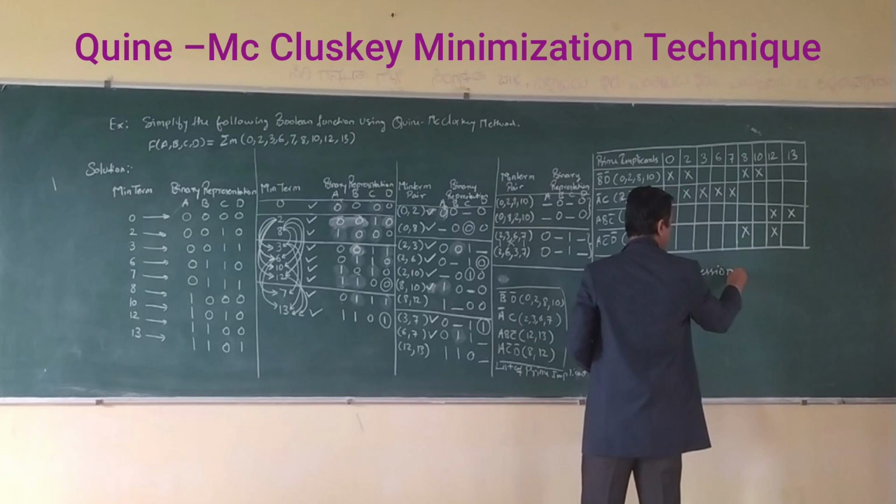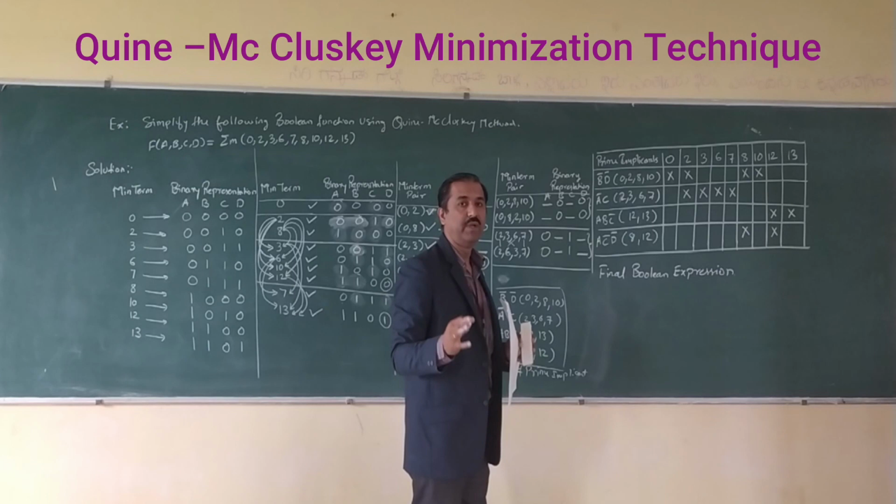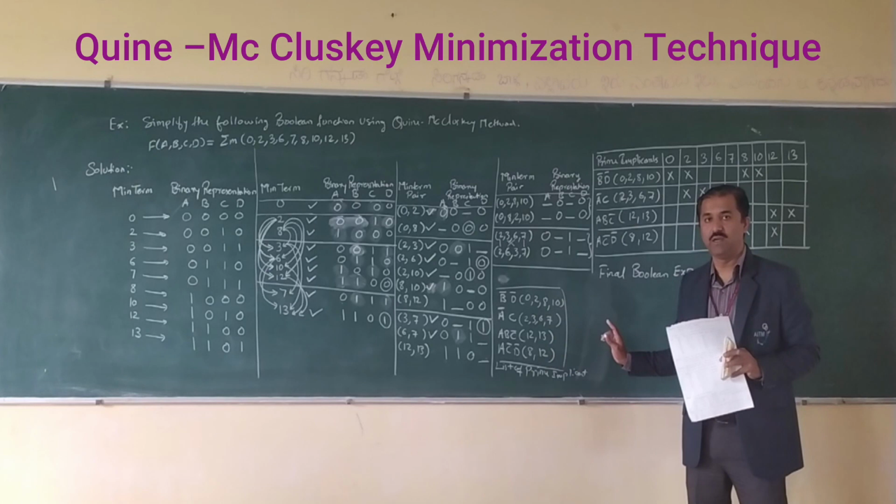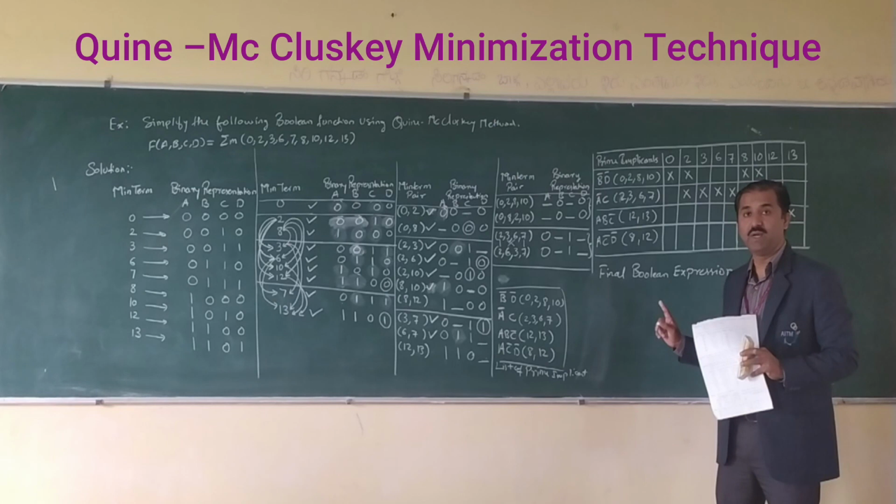Now we have to identify the essential prime implicants. So essential prime implicants, how do we find them from this? Prime implicants we have already identified. Now we have to identify the essential prime implicants which are going to be a part of my final Boolean expression. So what should be the final expression?